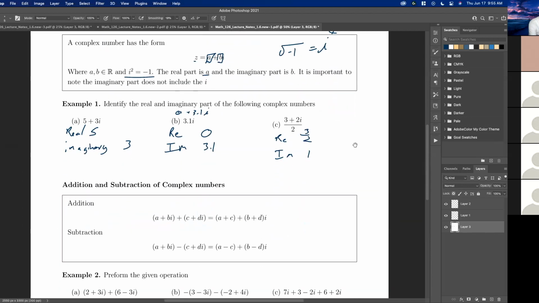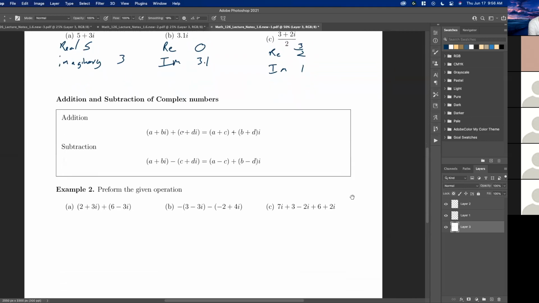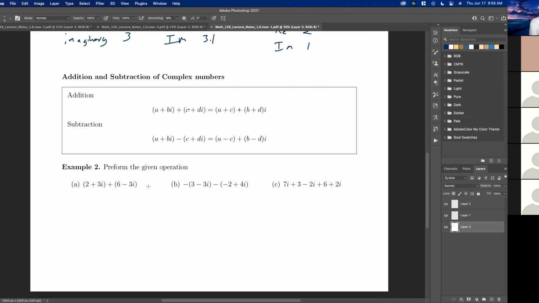All right, so if you add and subtract complex numbers, you just do real parts with real parts, imaginary parts with imaginary parts. This is a fancy way of saying that mathematically, but you add up the real parts, you add up the imaginary parts, and if you subtract, you subtract the real parts and you subtract the imaginary parts. So when we perform this operation here, if we're going to add these two up, I'm going to add up the real parts.